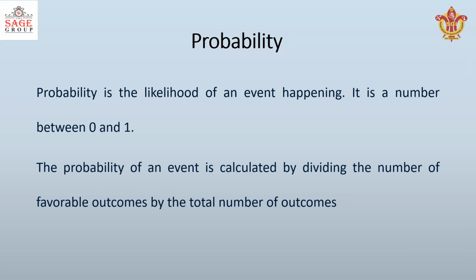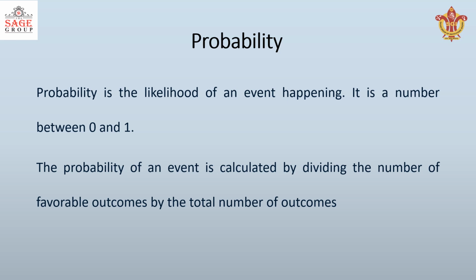Now, probability is the likelihood of an event happening. We commonly refer to it as the chances of an event happening. In numerical terms, we express it as a number between 0 and 1, where 0 expresses no chance of that event happening and 1 representing a sure chance of that particular event taking place.